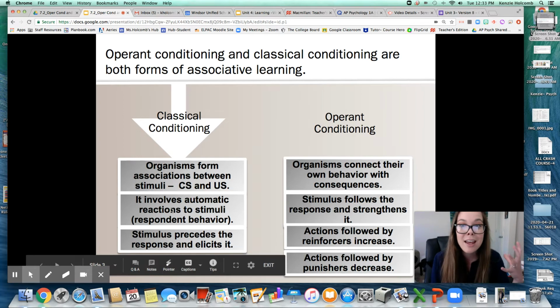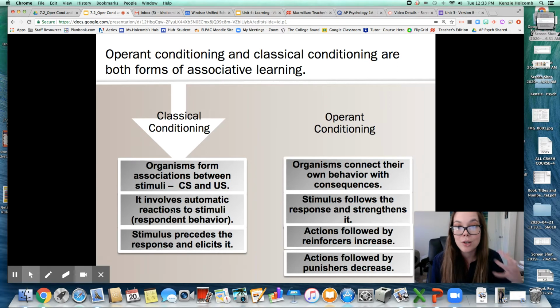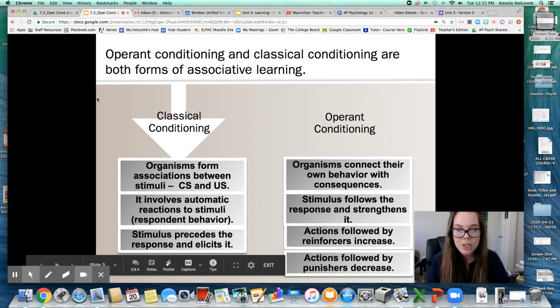So we have the association, and it involves automatic reaction to stimuli. Think of it as an automatic action that you don't really think about, and it's more involuntary. So if you want to put involuntary under classical conditioning, because operant is voluntary, you're choosing to do things, okay? And then for classical conditioning, the stimulus precedes the response it elicits, right?